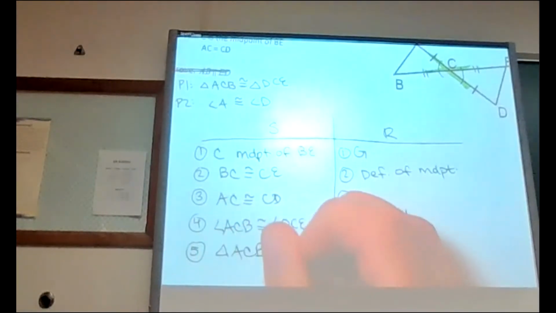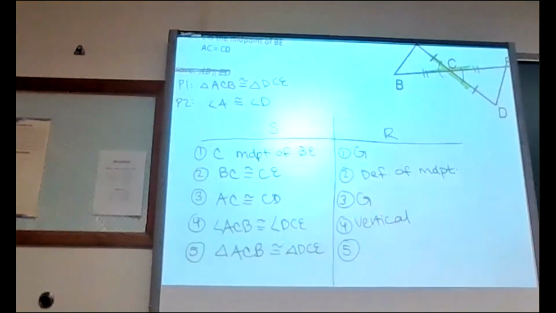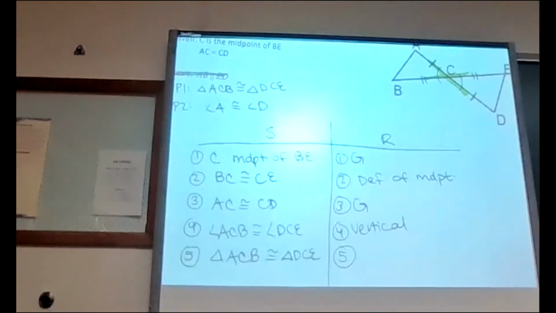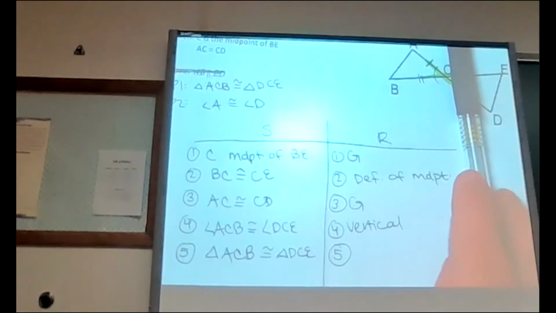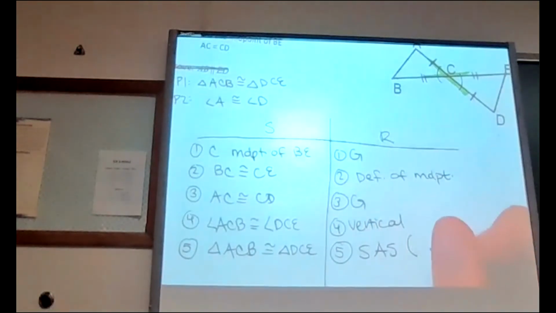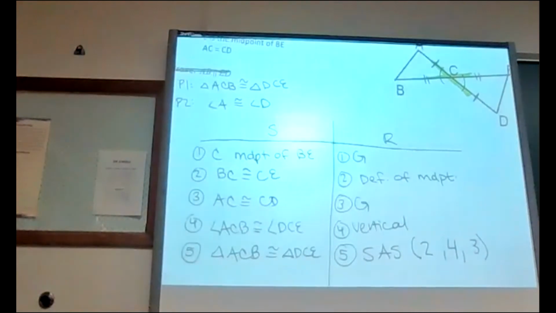I've run out of things to state. Are they congruent by side, side, side, side, angle, side, or angle, side, angle? Which one do I have? Side, angle, side. So I have sides in 2 and 3, angle in 4.